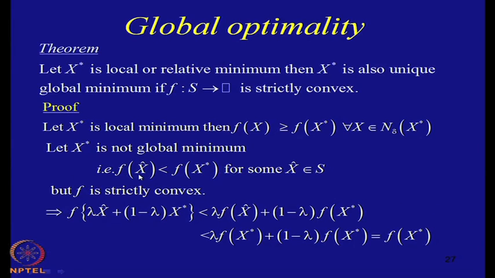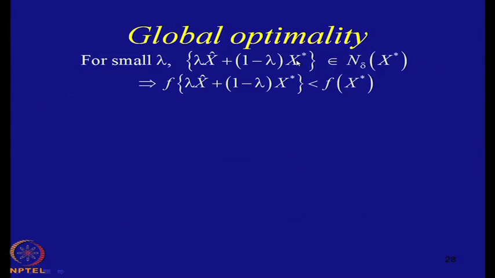If this holds, with the condition f of x hat is lesser than f of x star, we can further simplify it, and we arrive at the condition that f of lambda x hat plus 1 minus lambda x star is less than f of x star. This is the condition we are getting. But if we consider lambda as a very small amount, so that lambda x hat plus 1 minus lambda x star would be in the delta neighborhood of x star, very near to x star, that will certainly be in the delta neighborhood of x star.